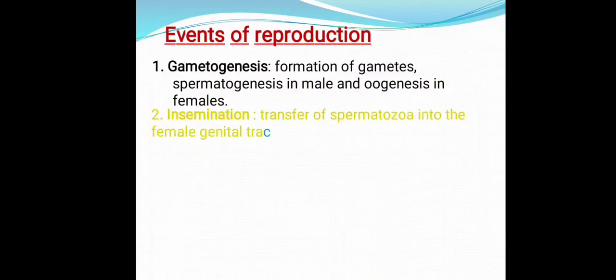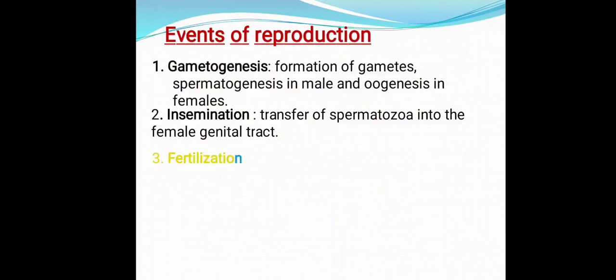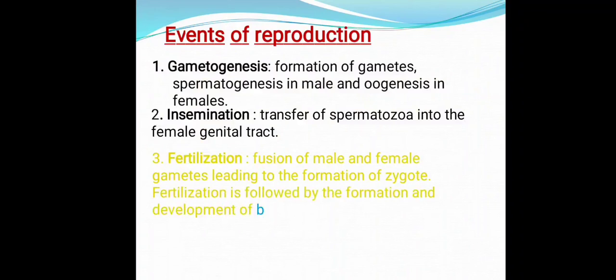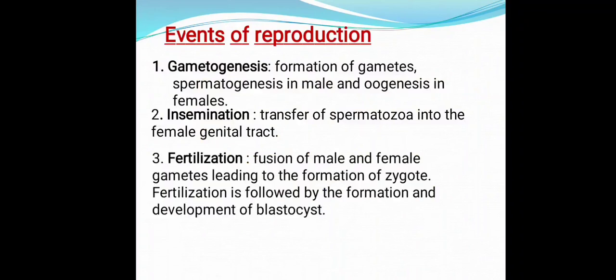The second event is insemination. Here the transfer of spermatozoa or sperm into the female genital tract takes place. The third event is fertilization. It is nothing but the fusion of male and female gametes leading to the formation of zygote. The zygote formed after fertilization undergoes mitotic cell divisions to form the embryo. One such embryonic stage is the blastocyst.